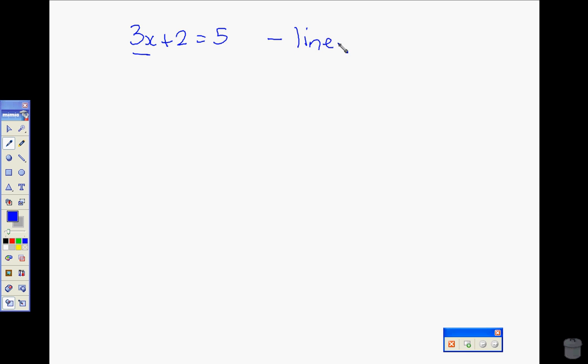And it comes from the idea that really this would describe a line. Generally a linear equation is in the form y equals mx plus b. So it works like that. You can substitute x and y and get different values there.